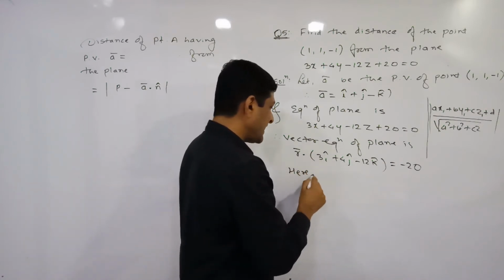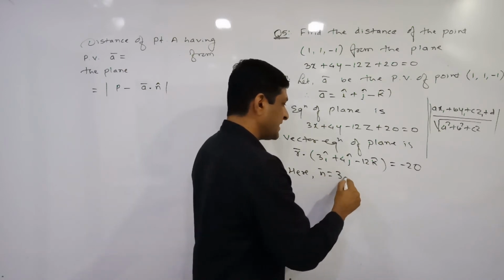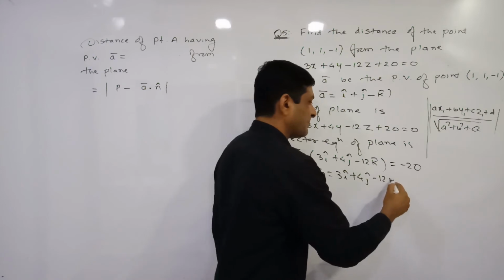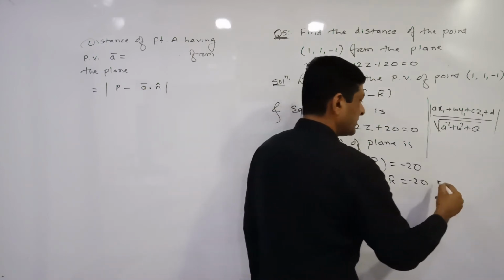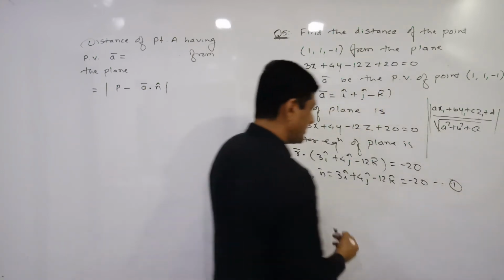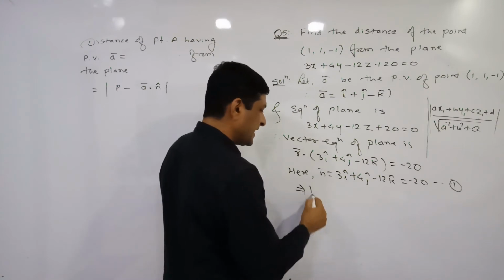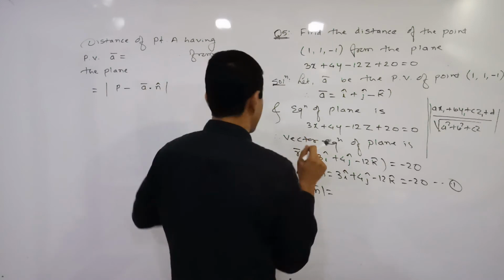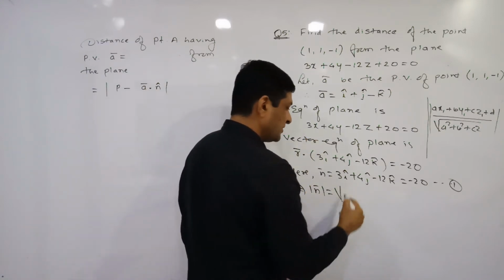So here n bar is equal to, what is the value of n bar? 3i cap plus 4j cap minus 12k cap is equal to minus 20. Keep it as it is. Let us denote this equation by equation number first. So this implies the magnitude of n bar, because we want the value of what? n cap. So that's why we have to find the unit vector.